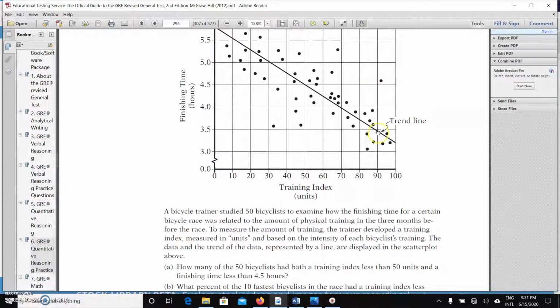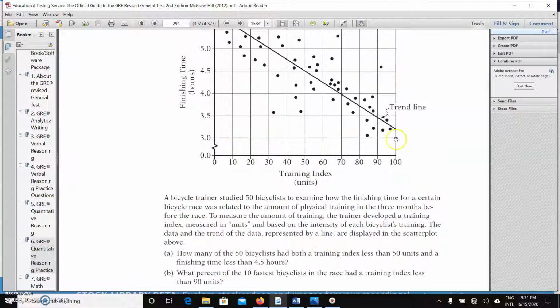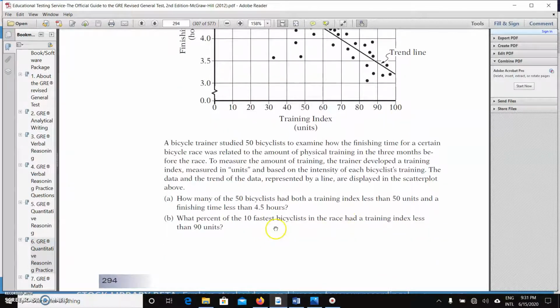So those that have less than this, just draw a line from here. Less than 90 units, going from my side: 1, 2, 3, 4, 5, 6, 7. So 7 out of 10 fall into that, because these 3 are more than 90 units, though they are fast. So those with less than 90 units are 7. This 7 here will be 70%. You calculate it: 7, because they are all 10, so 7 divided by 10 times 100.